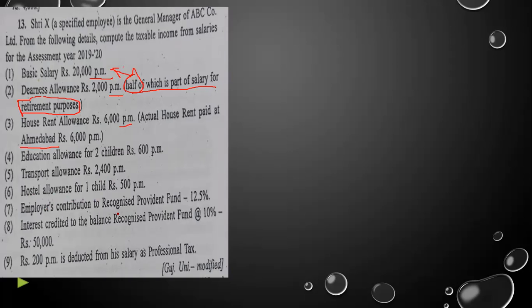Employer's contribution to recognized provident fund is 12.5%. Interest credited to the balance of recognized provident fund at the rate of 10% is 50,000. Then rupees 200 per month is deducted from his salary as professional tax. So now we will start the calculation of the sum. We have to make the statement of taxable salary income of Mr. X for assessment year 2019-20.